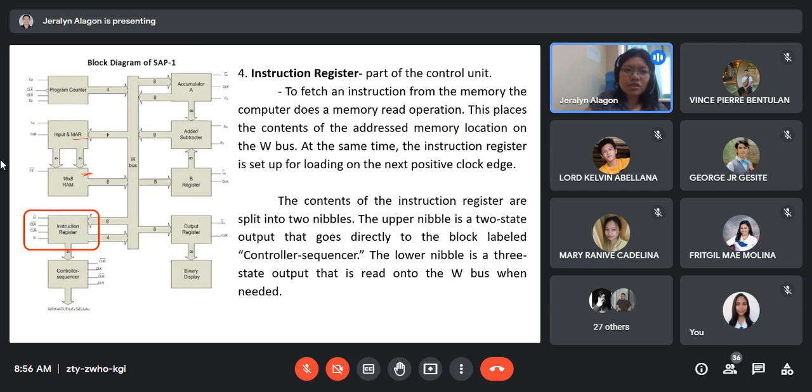Okay. This instruction register, right? The instruction from the RAM, the instruction or data from the RAM, is placed on the W bus for access by all the other parts. Once the data or information is on the W bus, the instruction register will load on the next clock edge. It sets up the instruction. Remember, in our class we have the controller sequencer, which determines which instruction is set up for the next positive clock edge.